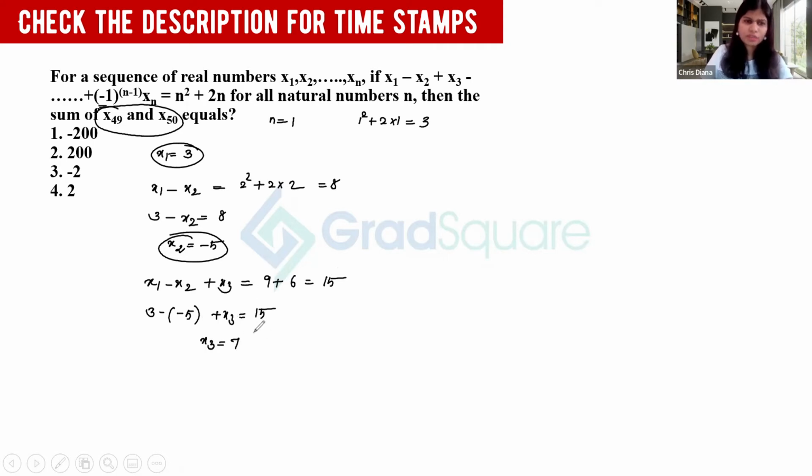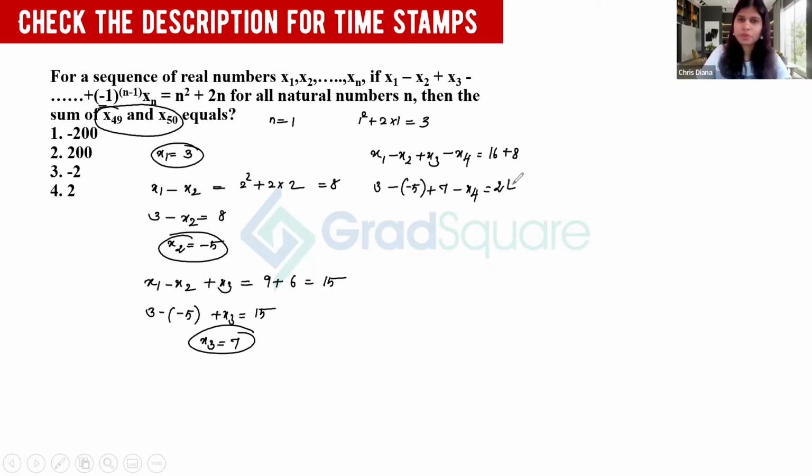Okay, now let's target for one more. Now x1 minus x2 plus x3 minus x4 would be nothing but 4 square 16 plus 2 into 4, which is going to be 24. So now x1 I had figured out as 3 minus of minus 5 plus 7 minus x4 is equal to 24 here. Now let's do this. 8 plus 7 is 15. 15 minus x4 is equal to 24. So I'll end up with x4 is equal to minus 9.